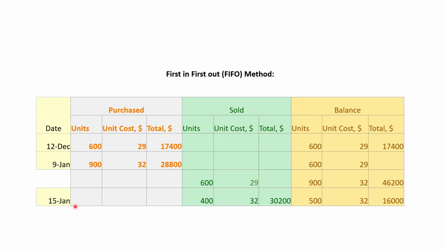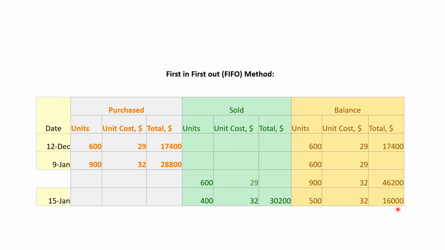Before 15 January, the balance we had was 46,200. We had 600 units, and 900 we purchased later, so the total was 1500 units before this sale of 15 January, and previously our balance was 46,200. After the sale of the 1,000 units on 15th of January, the balance of inventory remaining in the warehouse is $16,000. So if we are following the FIFO method, the inventory remaining in the warehouse is $16,000.